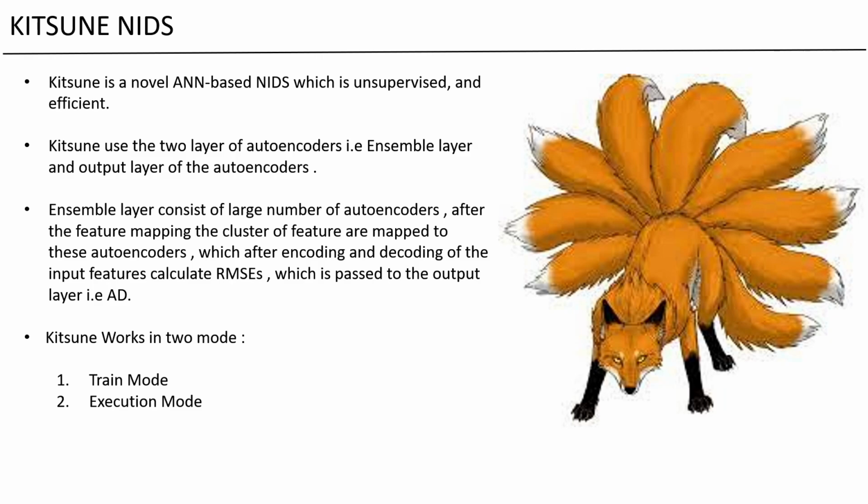Now both the feature mapper and the anomaly detector layer work in two modes, that is the train mode and the execution mode.